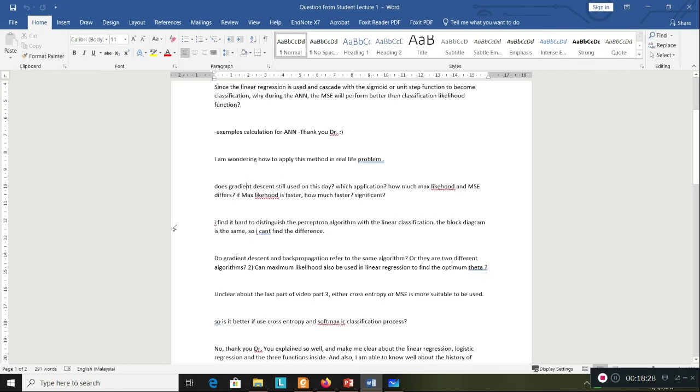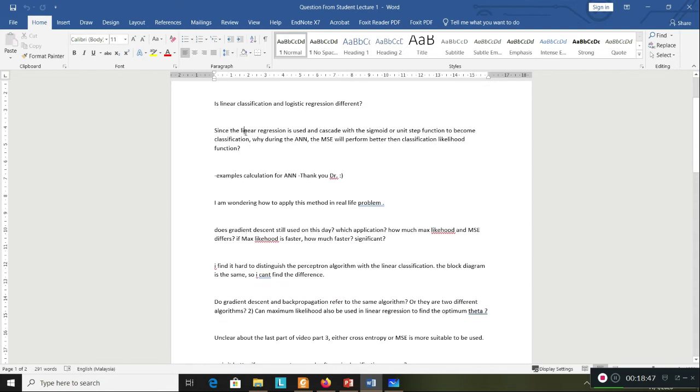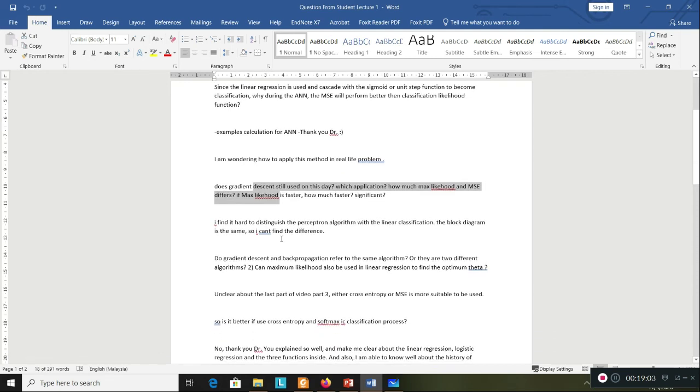And then the next question: does gradient descent still get used these days? Which application, and how much likelihood and FC different? This is related to the other question, so later I will try to answer it. This one and that one are almost similar: you want to compare between the MSE and the entropy, and which one is better.